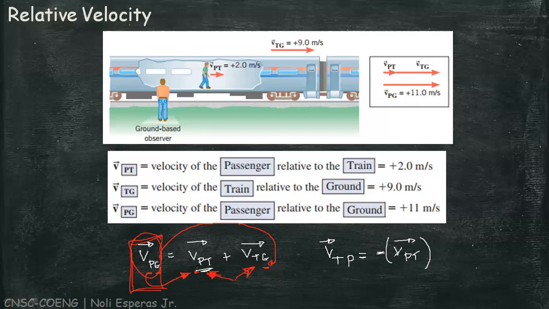Let's say if the man walks against, or in the opposite direction of, the velocity of the train, let's say it is moving backward, it's going to have a negative 2 meters per second. Therefore, the velocity of the passenger relative to the ground will be equal to negative 2 plus 9, which equals 7 meters per second.